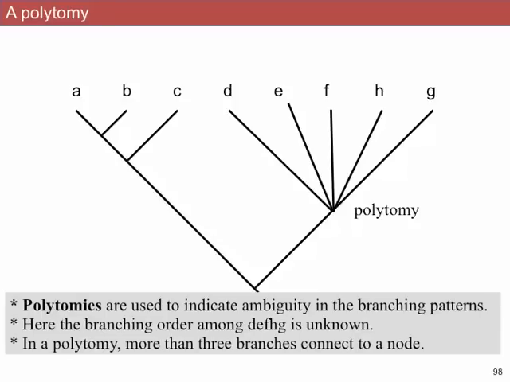What happens if you have a node where you have more than one branch coming in from the past? If you have a node with more than one branch coming in from the past, we don't usually represent that, but we do represent crossing of branches, which we will talk about in a week or so.